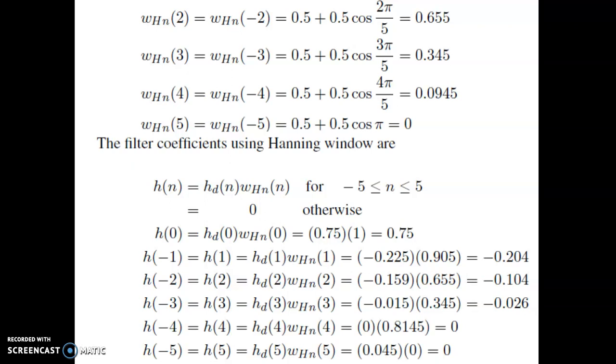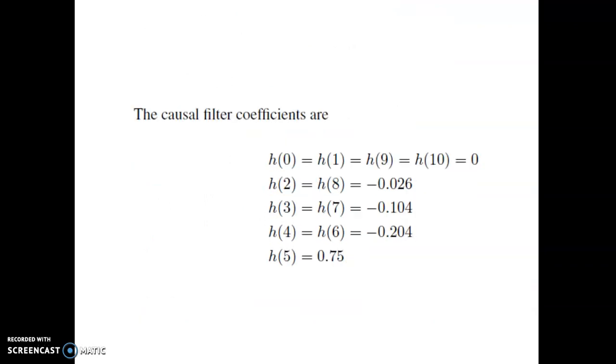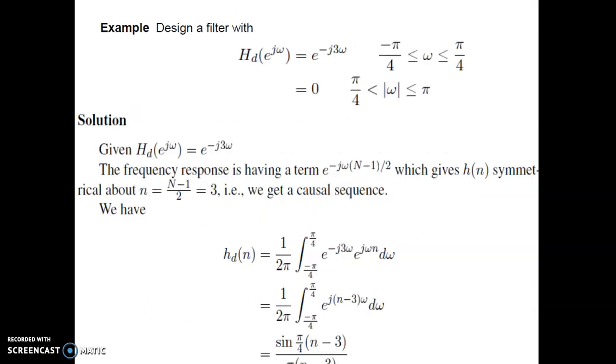It is not enough to calculate these coefficients. Now to suppress the ripples in the passband and in the stop band because of the Gibbs phenomenon, you need to multiply hd(n) with wH(n). So you need to multiply the corresponding coefficients with the window coefficients and then find the order of the filter.